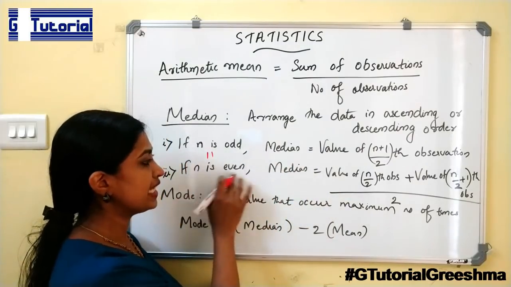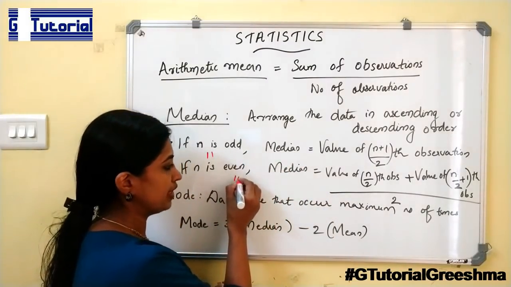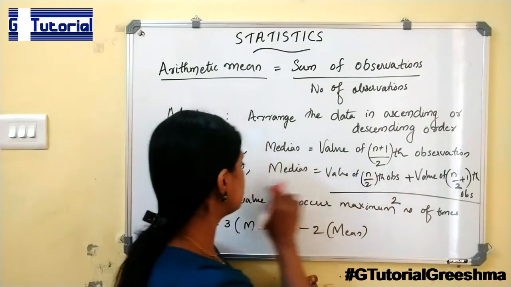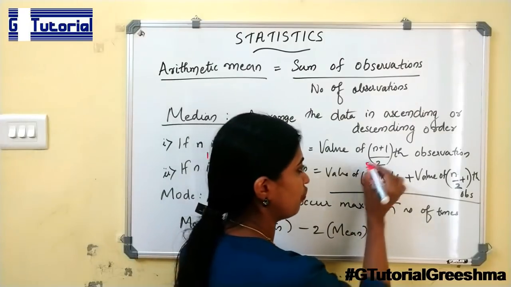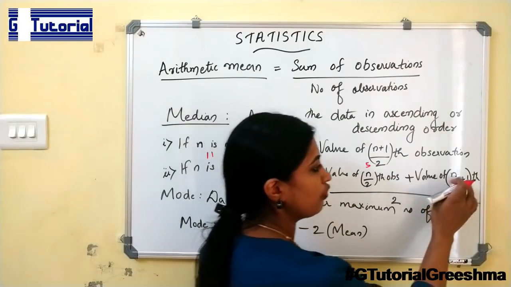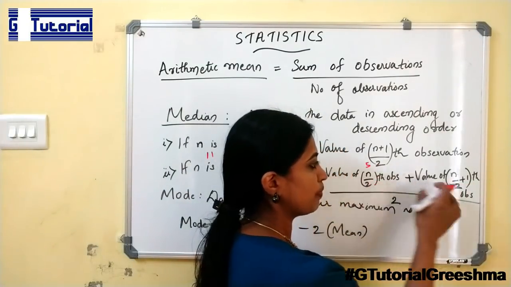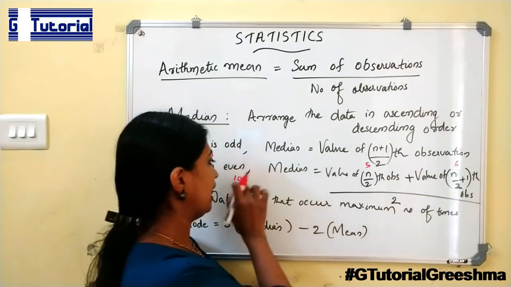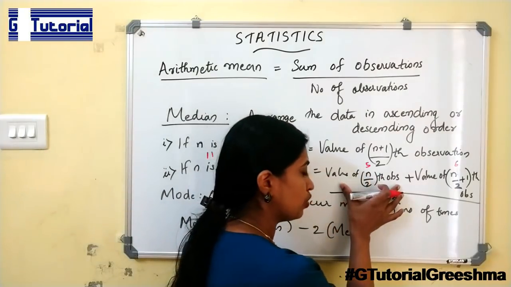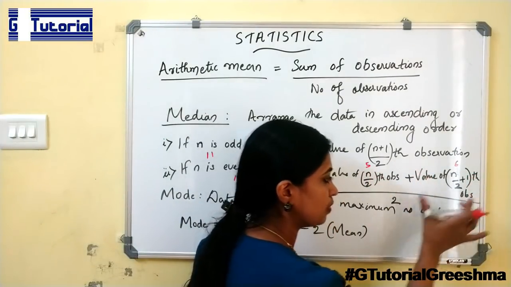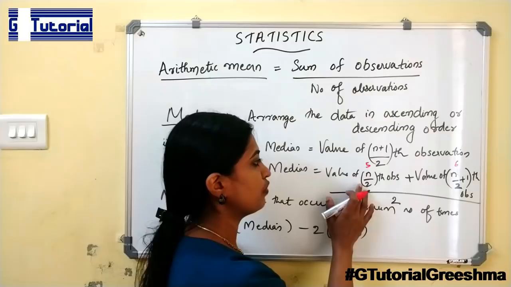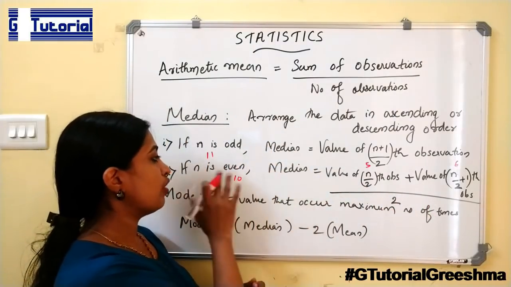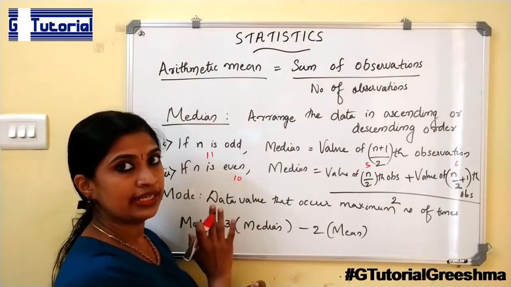Next is if n is even. If n is equal to 10, then median is equal to the value of n by 2th observation, that is 10 by 2, 5th observation, plus value of n by 2 plus 1. n by 2 is 5, 5 plus 1, 6. So, value of median in case n is even is value of n by 2th observation plus value of n by 2 plus 1th observation divided by 2. That is 5th observation plus 6th observation by 2 gives the median if n is 10.